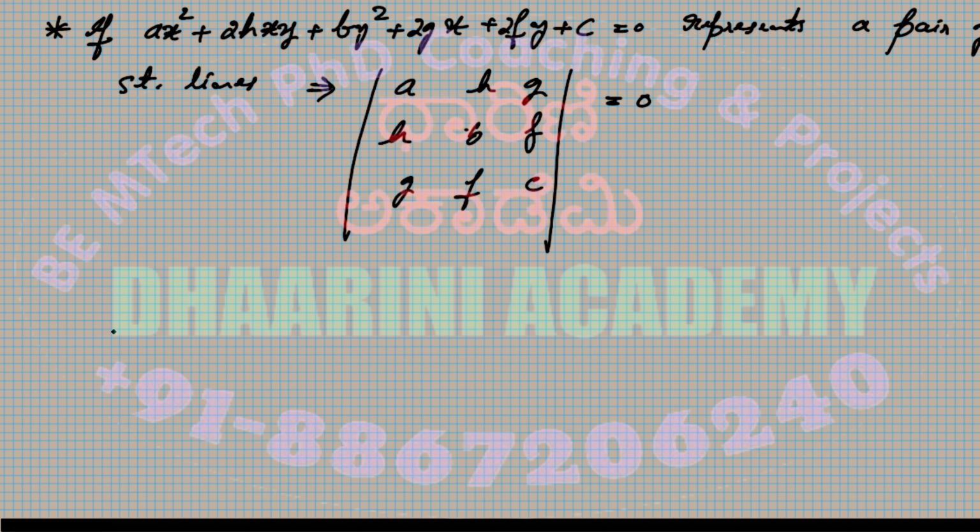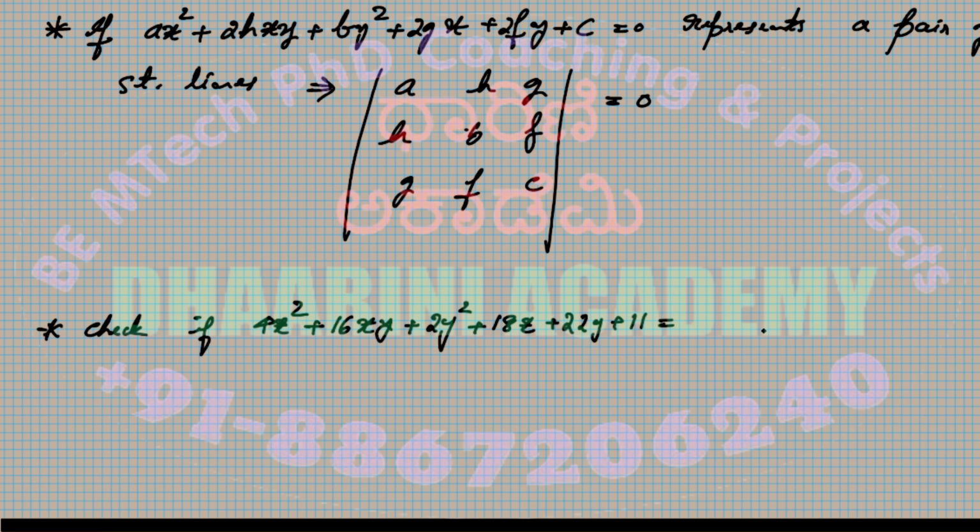Let's just check with a problem. This is to check if 4x squared plus 16xy plus 2y squared plus 18x plus 22y plus 11 equal to 0 contains two straight lines.